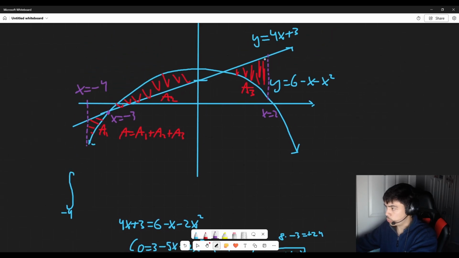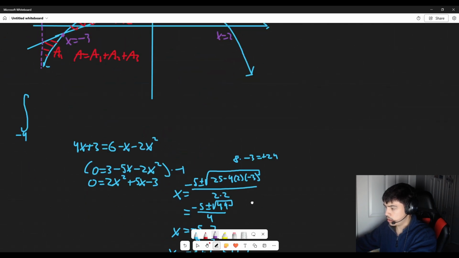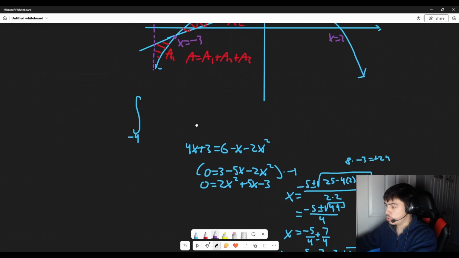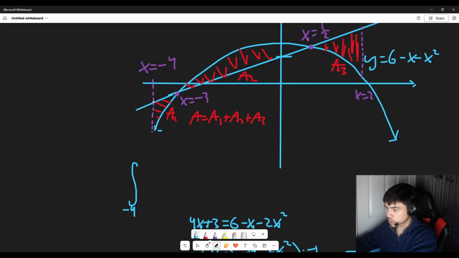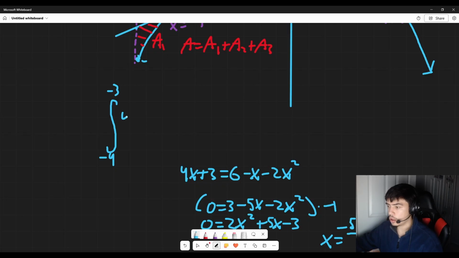And up here, when we need to find the intersection right here, that's going to be x equals 1/2, which will be helpful for us later. So with that being said, our bounds are going to be from negative 4, which is from this intersection right here, sorry, to this one, negative 3. And then remember, it's going to be our top curve minus our bottom curve. Our top curve in this case was 4x plus 3 minus our whole bottom curve.